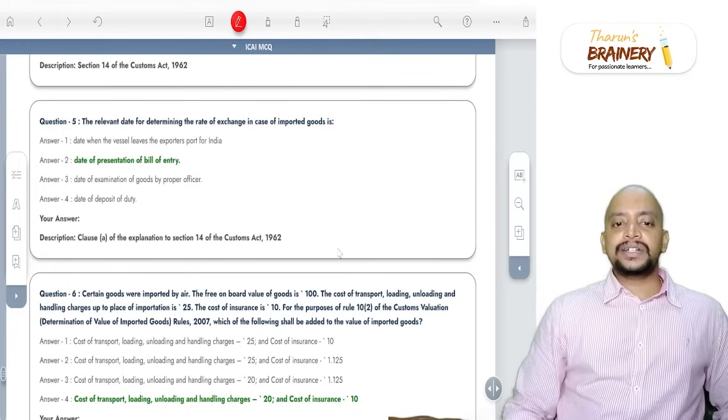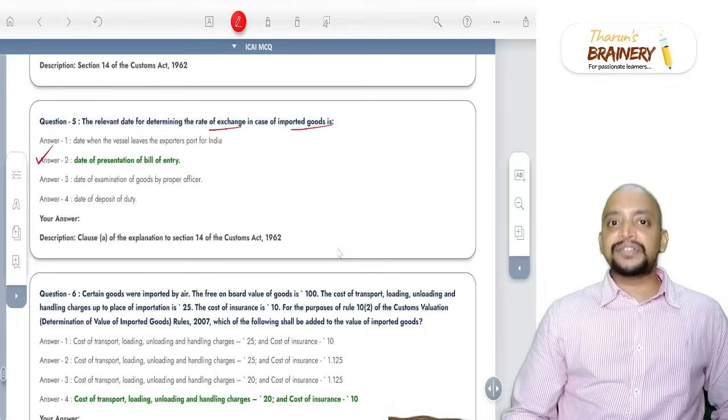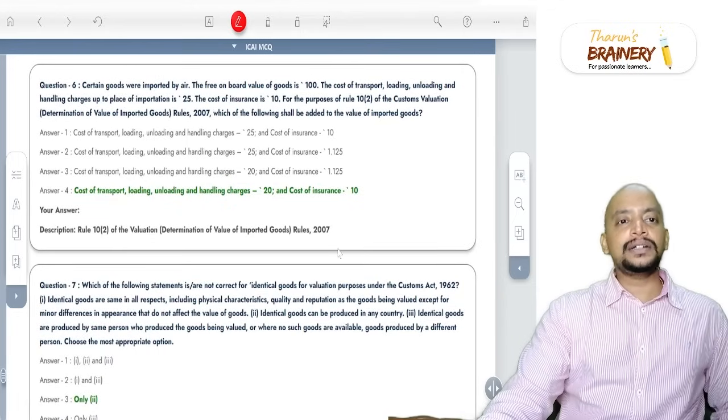The relevant date for determining the rate of exchange in case of imported goods is the date of presentation of bill of entry. And which bill of entry in case of warehoused goods? Ex-bond bill of entry. But that is not asked here.